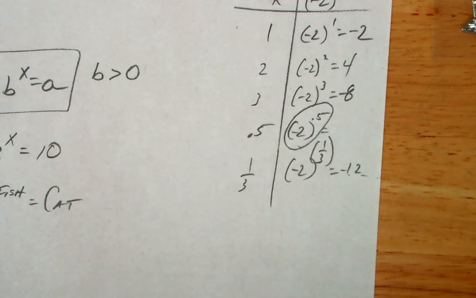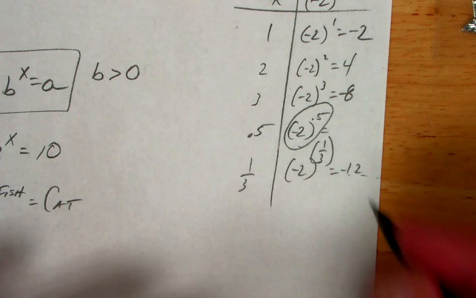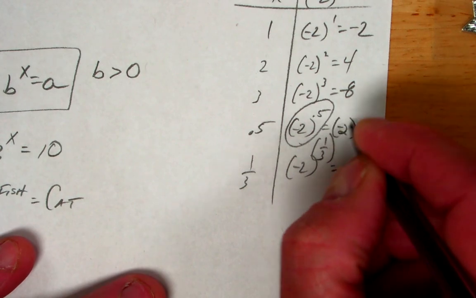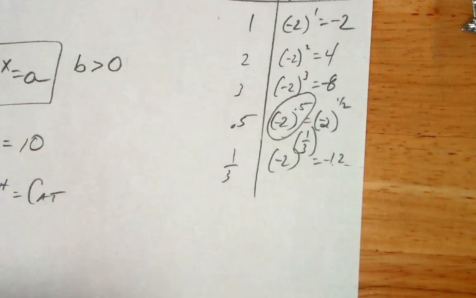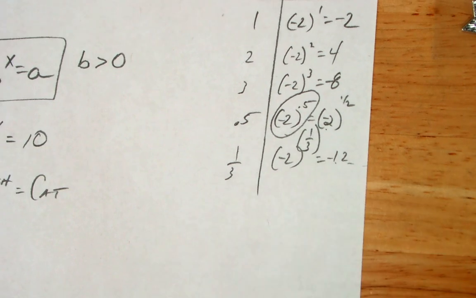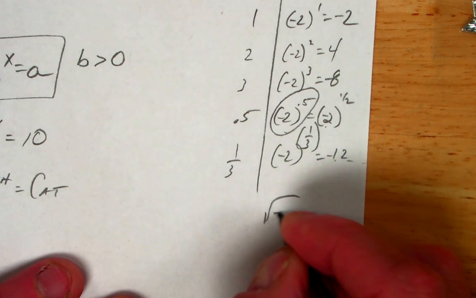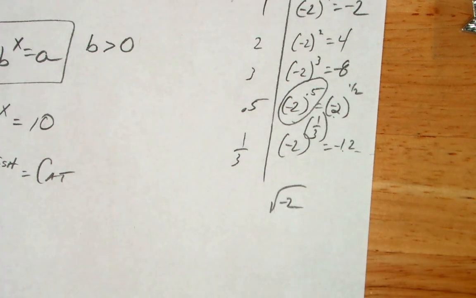What's another way to write 0.5? 1/2. If I'm taking something to the 1/2 power, what am I asking it to do? What's another way to say that? You're right. What is that? Square root. What's the square root of negative 2? The square root of negative 2. That's going to be an i. I can't come up with that answer.